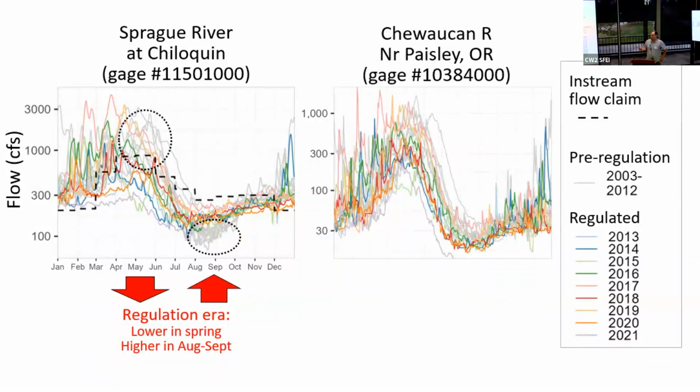To confirm that, we looked at the Chiloquin River, which is over the ridge to the east of the Sprague River. So it experiences a very similar climate. It's just the other side of the mountain. And there we see the same pattern of generally lower flows in the springtime, but not the same pattern in the fall. We don't see those elevated August and September base flows. So that's another indication that these increases in Sprague River flow are regulation driven.